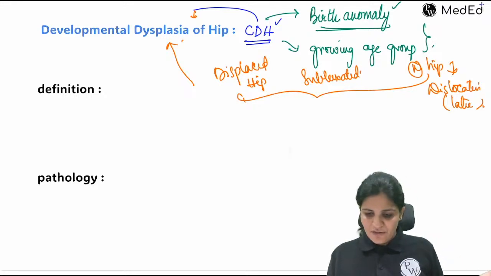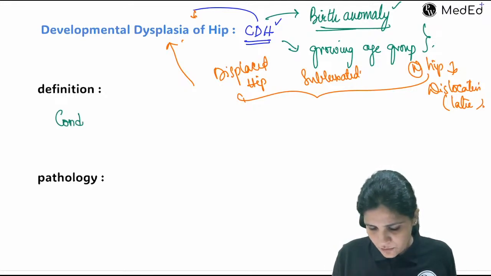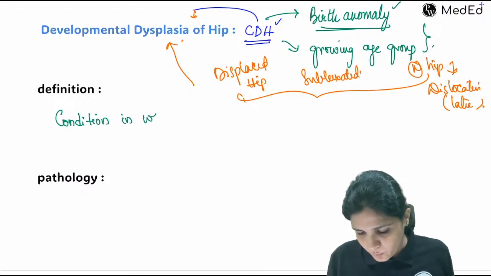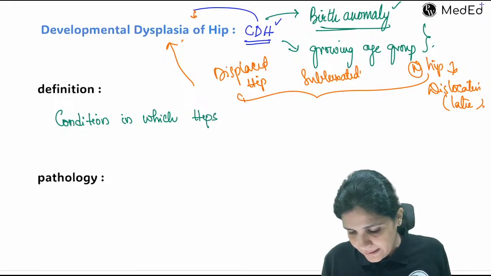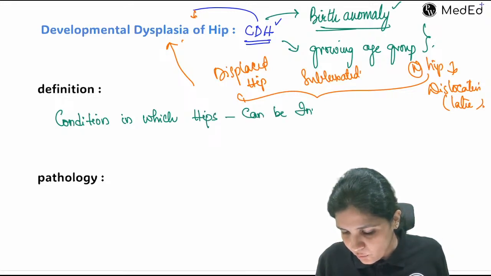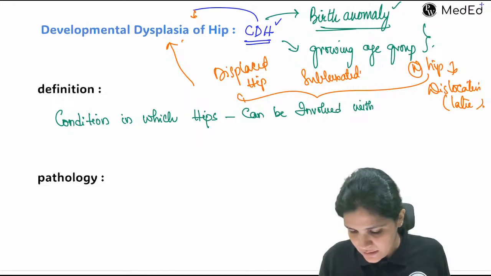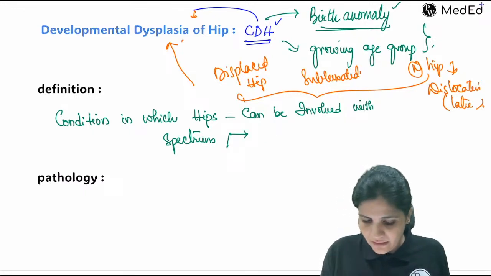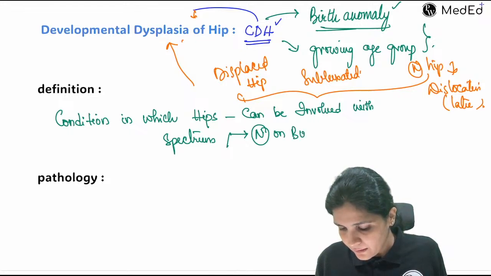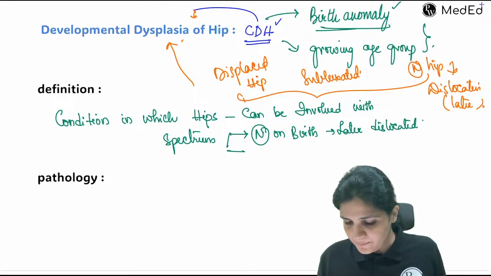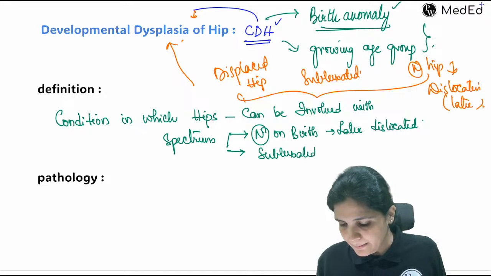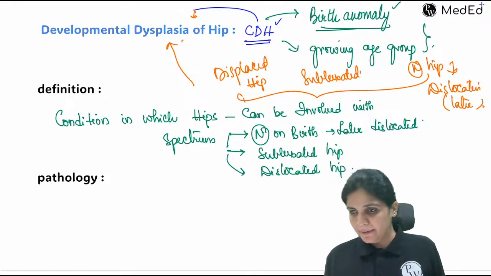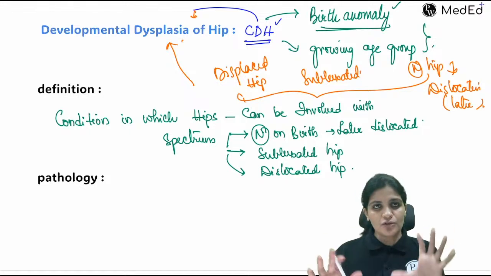And now let us start with the definition. So developmental dysplasia is a condition in which the hips can be involved with a spectrum such as: normal at birth but later can easily dislocate, or a subluxated hip, or directly the baby can be born with a dislocated hip. Right, so this is the definition of developmental dysplasia.